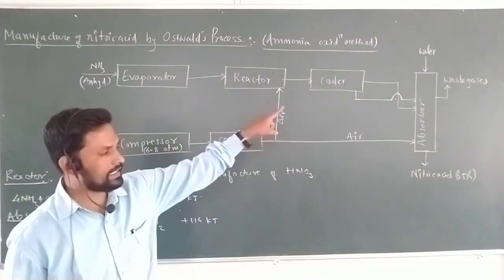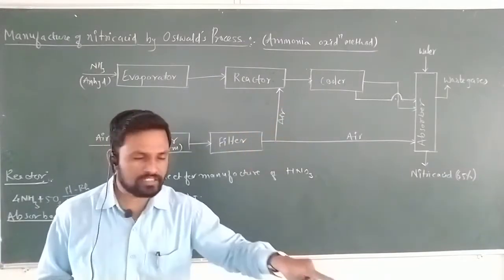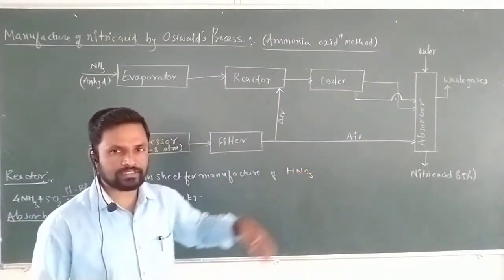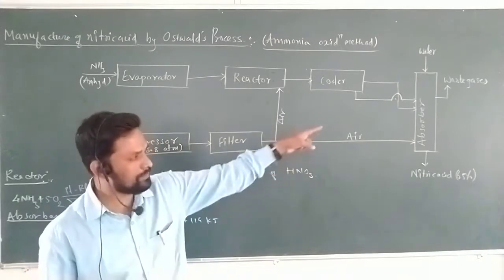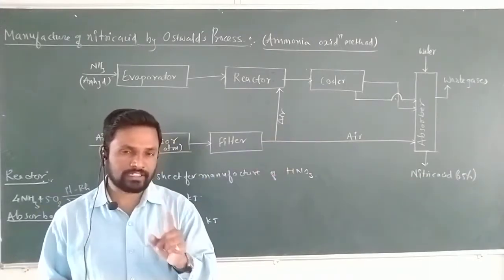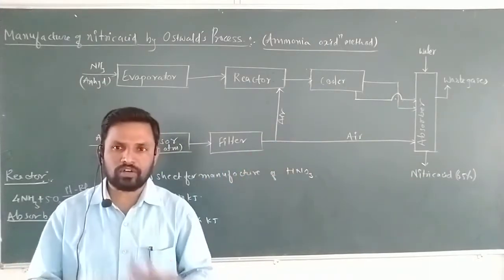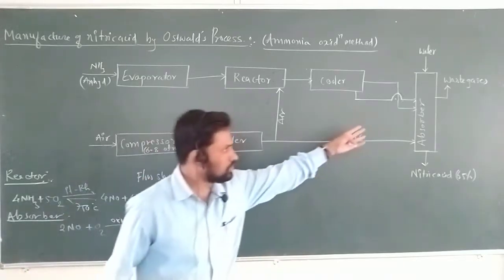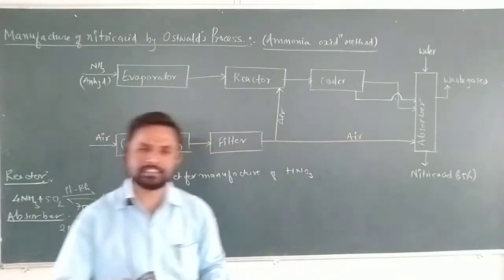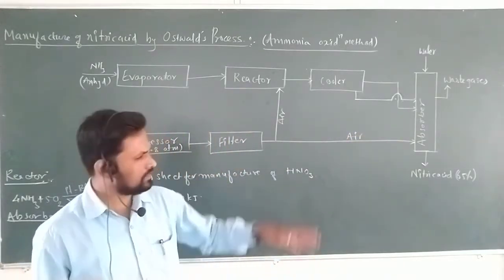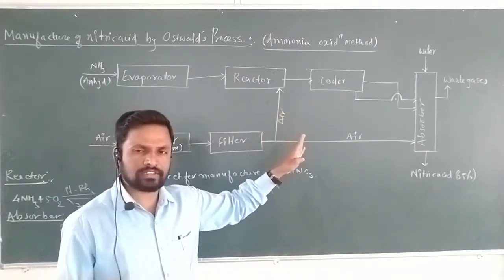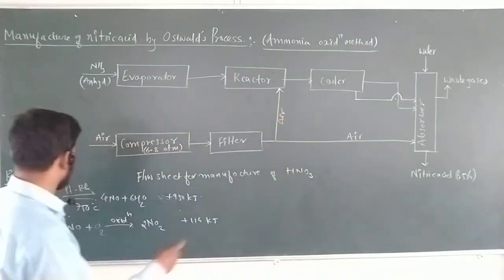The first: nitric oxide is converted to nitrogen dioxide by air oxidation, because we are sending excess air toward the absorber. That is the one reaction. Once the nitrogen dioxide is formed, it is further cooled, which is not shown here, in an S-type condenser. The formed nitrogen dioxide gas is also cooled and absorbed by the water.